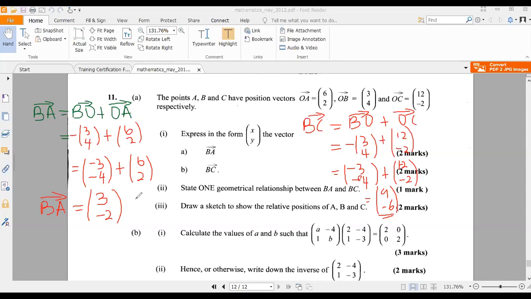3 times, 3 times 3 is 9. So what they ask for is one geometrical relationship, right? So what we are going to say, they are multiples of one another. So we are going to say that BC is equal to 3 times BA. Everybody see that? Once we establish that, you say therefore they are parallel. They can be parallel but unequal, right? They are parallel but unequal.